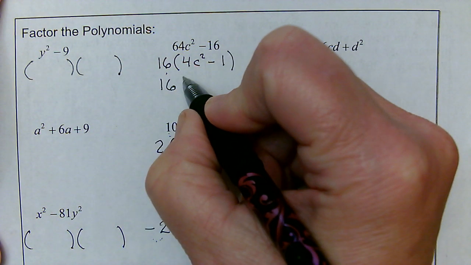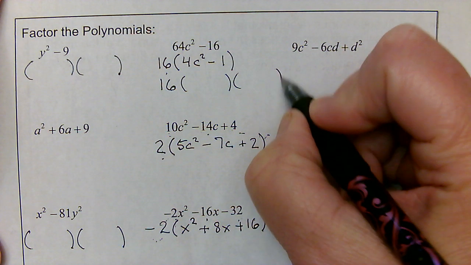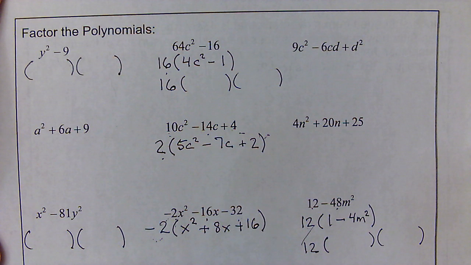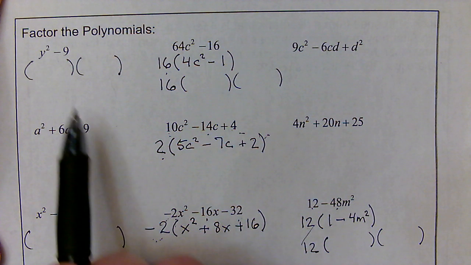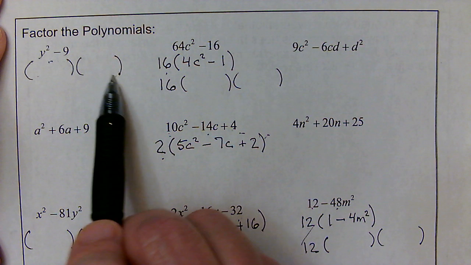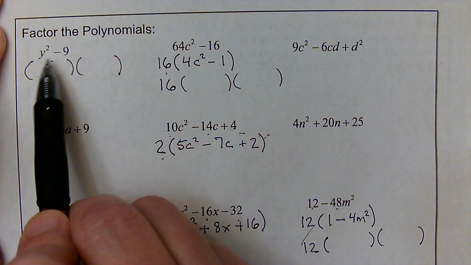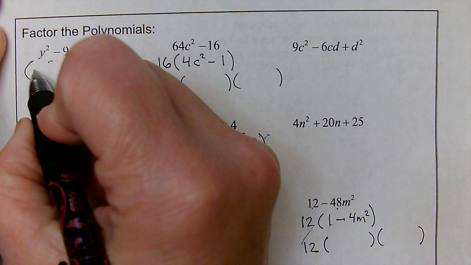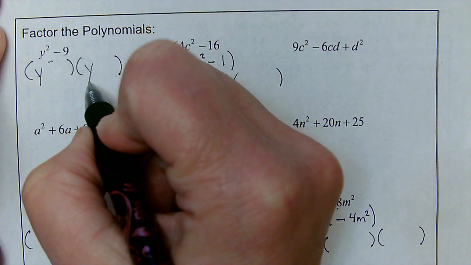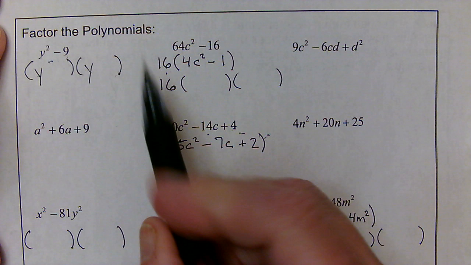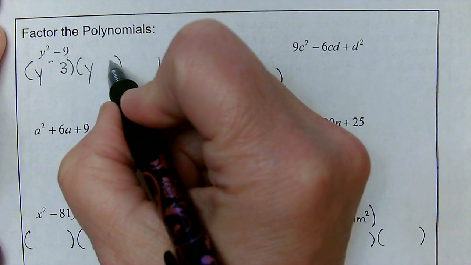Now in this one I've got to carry the 16 along beside them. And in this one I've got to carry the 12 along beside it. Now in a difference of 2 squares, the numbers that you fill the parentheses with are the square roots of the 2 terms. The square root of the first term goes at the beginning of both sets of parentheses. The square root of the second term goes at the end of both sets of parentheses.